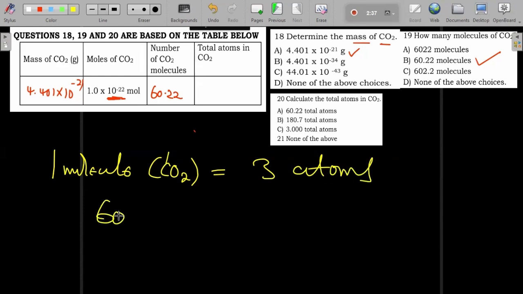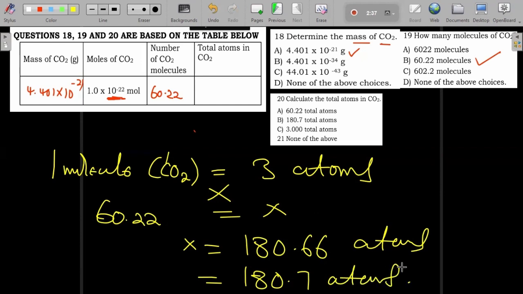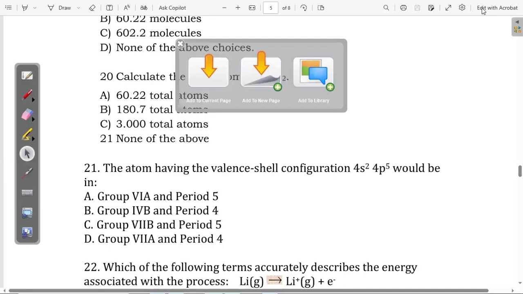What about in 60.22 molecules? How many atoms are we going to have? So we cross multiply, X is equal to 180.66 atoms. So I can round this off to 180.7 atoms. You can see it on the options, it's there on B. So here you choose A, here you choose B, even here you choose B. So we are done with these questions.